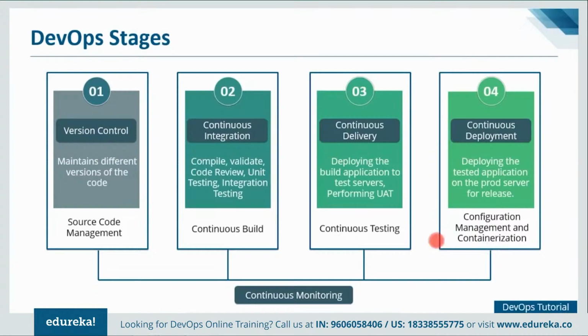Once your application is live, it will be continuously monitored by tools like Nagios or Splunk, which will provide the relevant feedback to the concerned teams. So that's how DevOps works. So these are the various stages involved in DevOps, right?